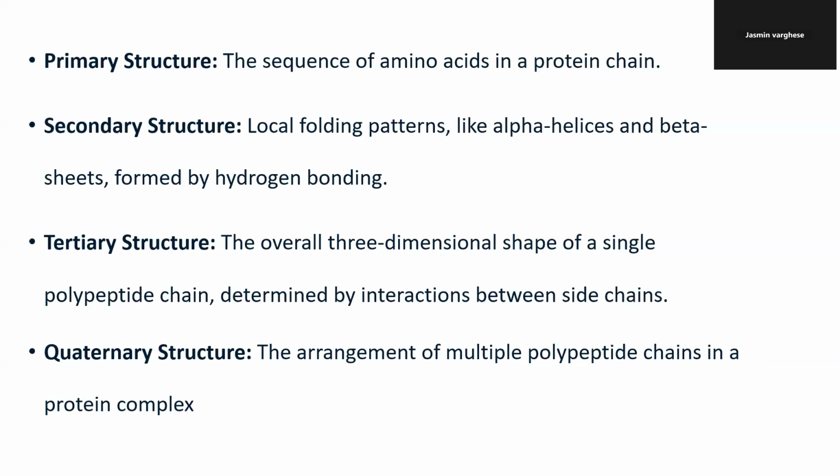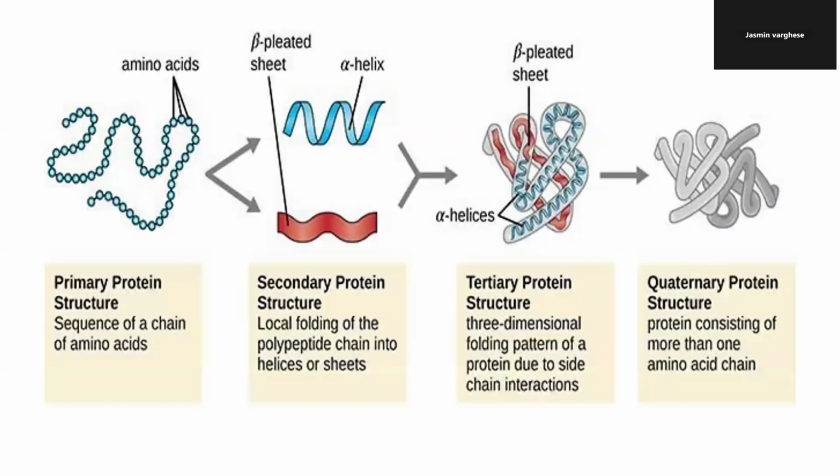Primary structure is characterized by the sequence of amino acids in a protein chain. Secondary means local folding patterns like alpha helices and beta sheets formed by hydrogen bonding. Tertiary structure is the overall three-dimensional form, the shape of a single polypeptide chain. Quaternary structure means the arrangement of multiple polypeptide chains in a protein complex. So again, for your understanding, I have added an image with explanation: primary protein structure, secondary protein structure, tertiary protein structure, and quaternary protein structure.